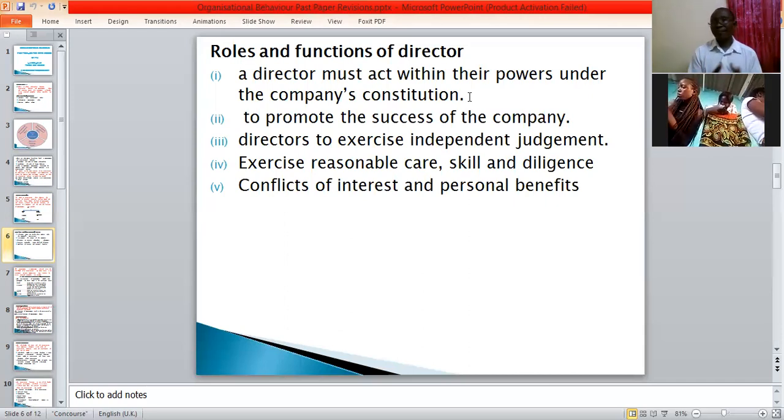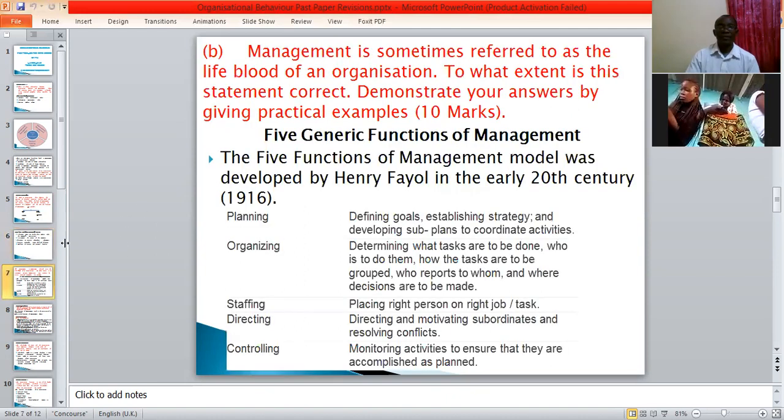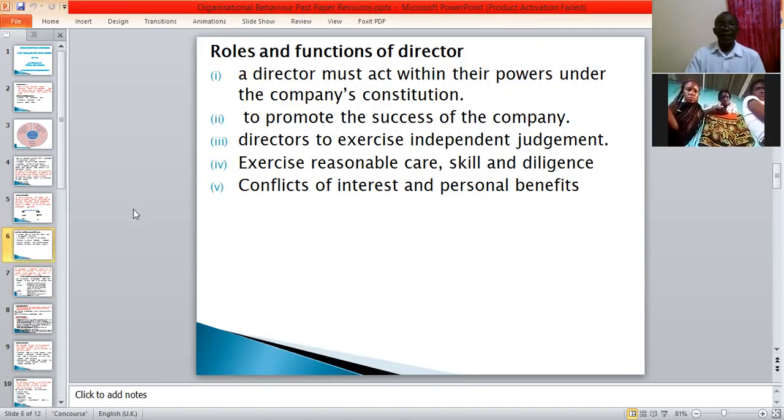So I'm sure 5 are enough for the 10 marks that were allocated there. You have done the diagram. You have illustrated the 3 levels of management in the organization chart and the 5 functions of the director. 1, 2, 3, 4, 5. There should be 5.